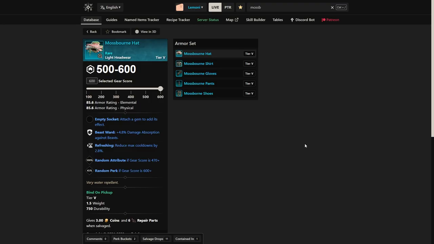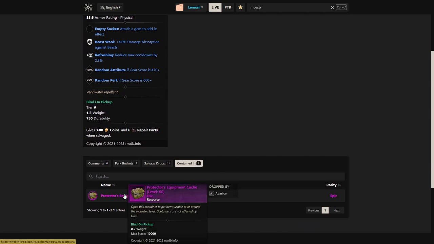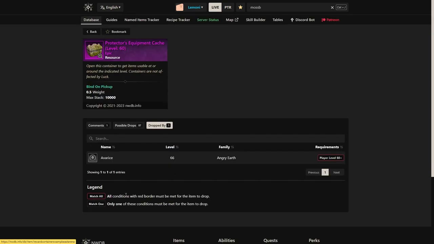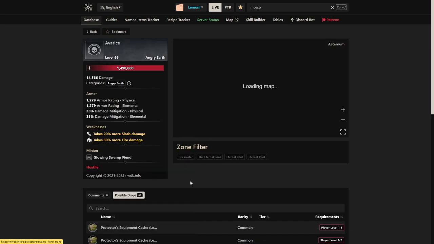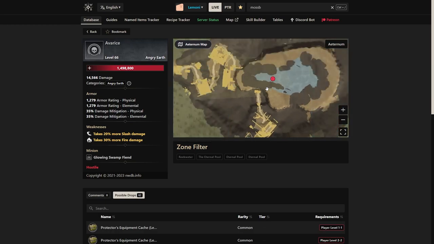Well, if you do a quick little search on the interwebs, you can find out that there are some guaranteed Beast Ward refreshing rolls with random attribute and random perk. So you would have a little bit of RNG involved with some of this, but you could get multiple. But if we start to look at this light armor set, there is also a medium and a heavy. Where does it actually come from? Well, it's something called a Protector's Equipment Cache. Well, what drops the Protector's Equipment Cache? Boom! It's the boss right there where we were planning to do the trial.